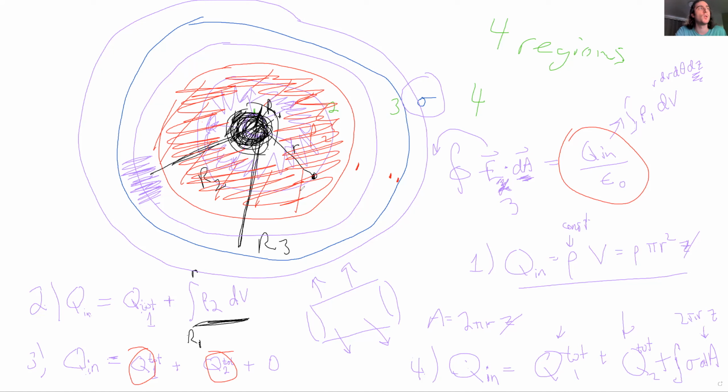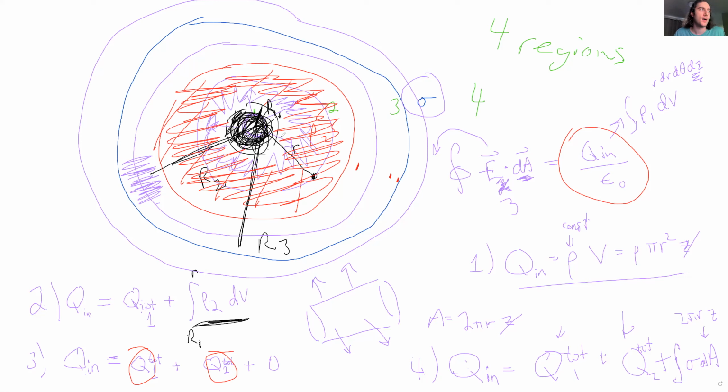Applying Gauss's law multiple times. The idea is for each region in your problem, you have to do Gauss's law. So if you have 4 regions, you've got to do Gauss's law 4 different times. And you've got to remember to account for all of the charge on the inside. So we have 2 different charge densities here in the middle. We have the rho 1 and the rho 2.